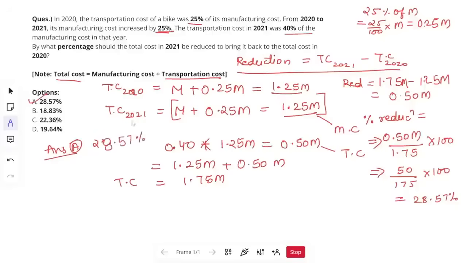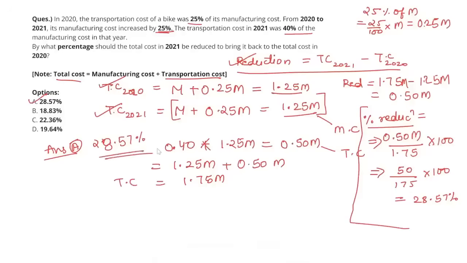See, it was easy, but the things were tricky. Basically, you need to find out initially the total cost in 2020 and total cost in 2021. Once you have found the total cost, you need to find the reduction. Once the reduction is found out, then you have to find the percentage reduction: the reduction value that you have got, divided by the total cost, into 100. In this way, the final answer can be deduced as 28.57%. Hope you have understood the logic. Moving on to the next question.